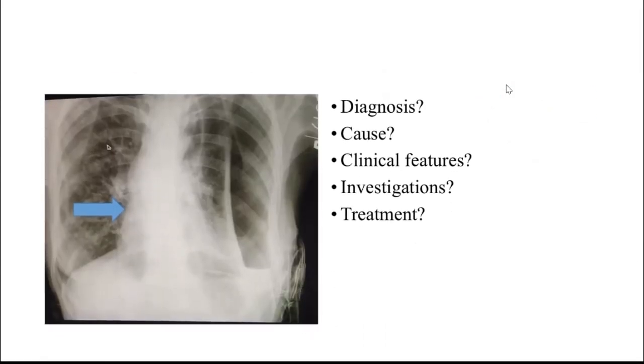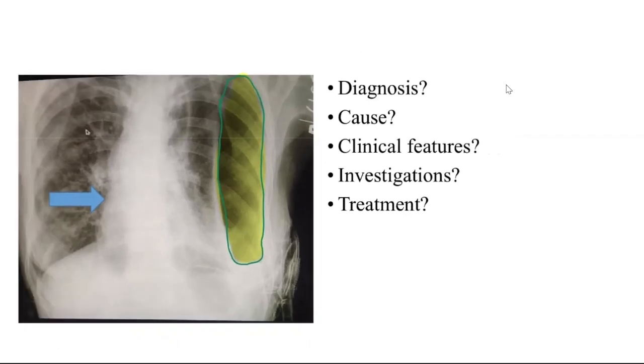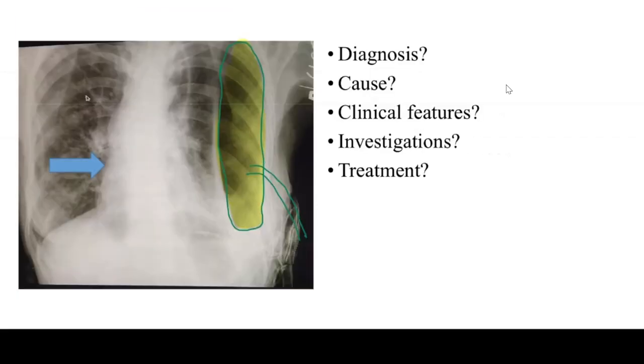Again, what is this? This is the next X-ray showing, what is this? This is completely air only here, no lung field. So this is also a pneumothorax, and the treatment is insertion of the intercostal drainage tube.